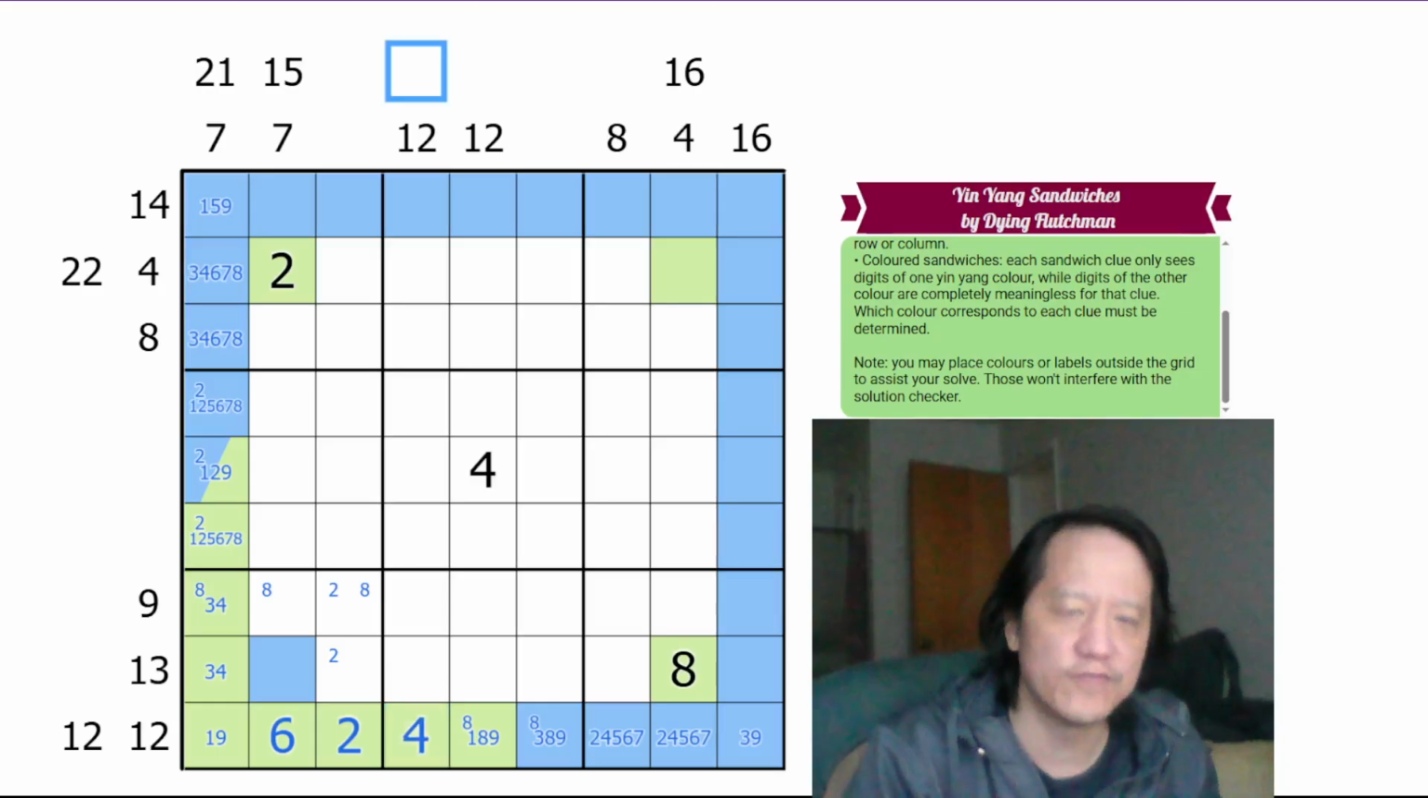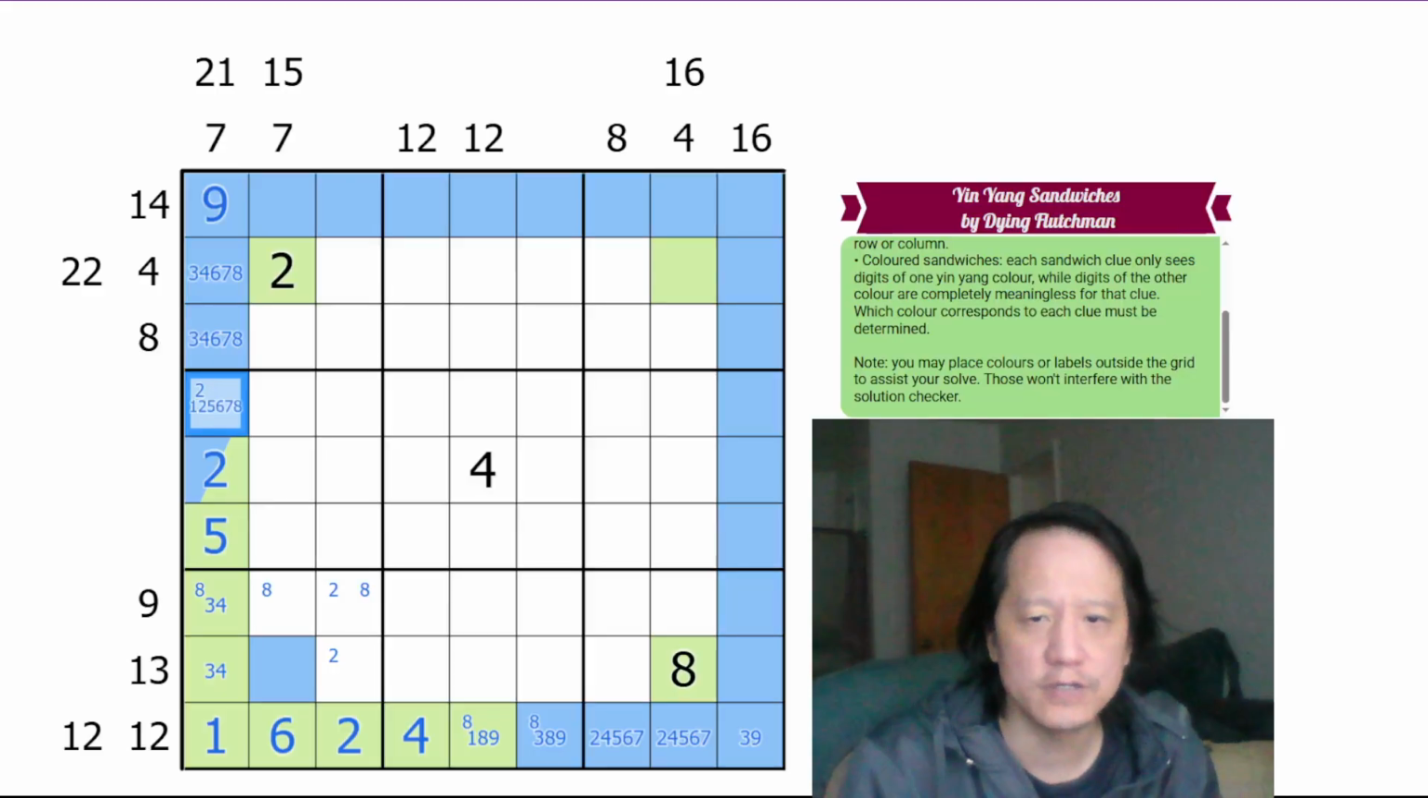So that would be 4 here. This would be between 1 and 5. So then this would have to be 2 and 9. So this would be 2, that would be 9. And this would be 6, 7, or 8.